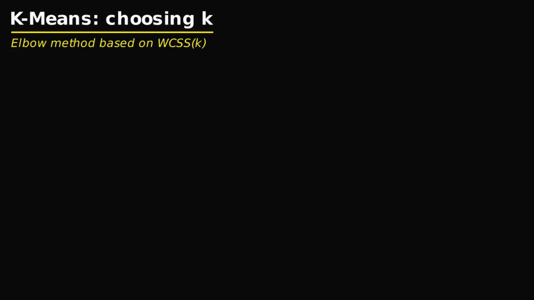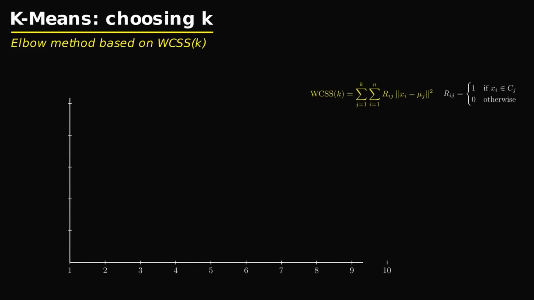We can now compute this criterion for different values of k. Let us place k on the horizontal axis and WCSS of k on the vertical axis. For each choice of k, we obtain one value, which gives 1 point on the graph. As k increases, WCSS decreases and in the limit it tends to 0. But the improvement is not equally important at every step. The first additional clusters produce a substantial reduction. Later, the curve begins to flatten.